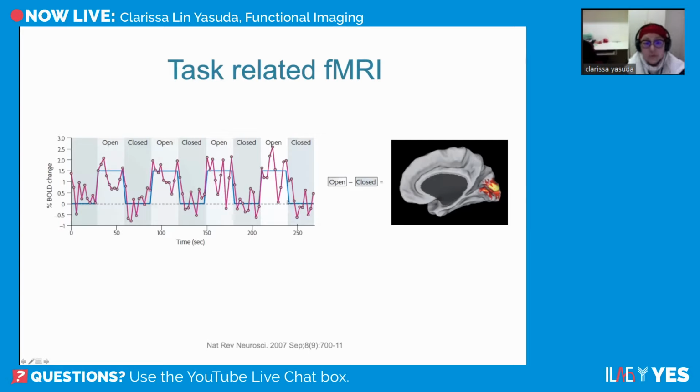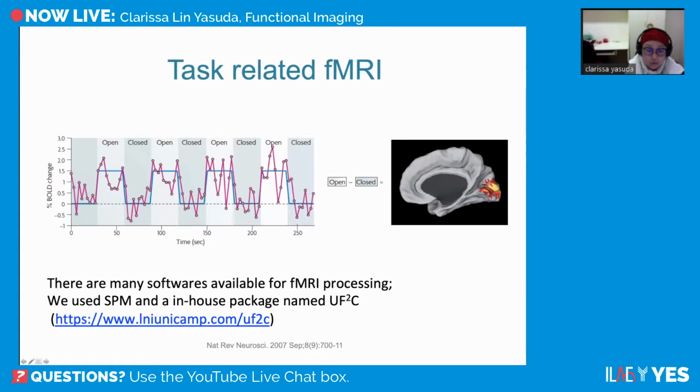Why is it important? Most of the experiments are based on block design. Imagine here you want to see the activation in the visual cortex. A basic paradigm can alternate open eyes with closed eyes. Okay, so you see the BOLD change here over time. And then if you subtract the activated areas from the areas when you have the eyes closed, you get exactly the activation map, right? So how do we do that?